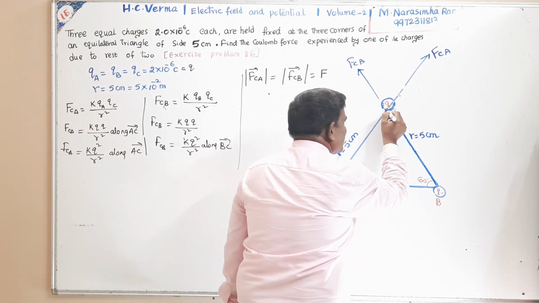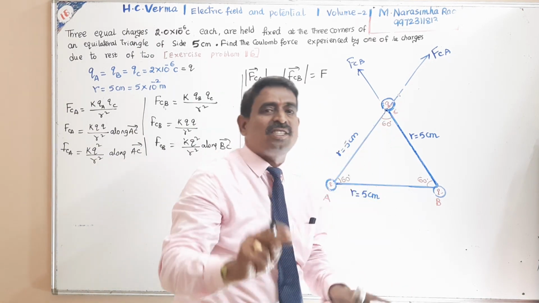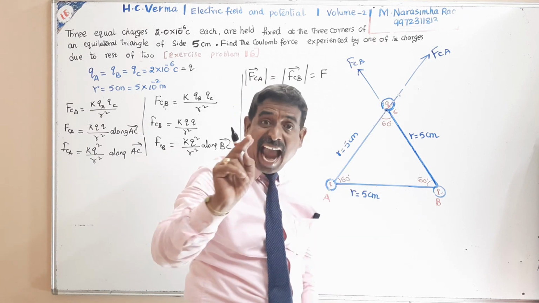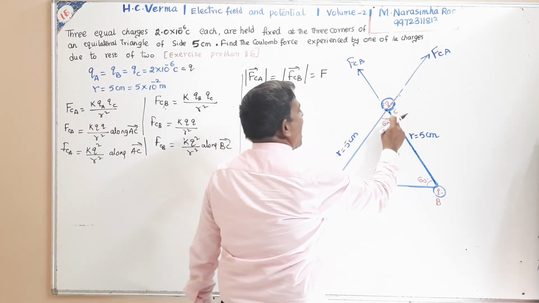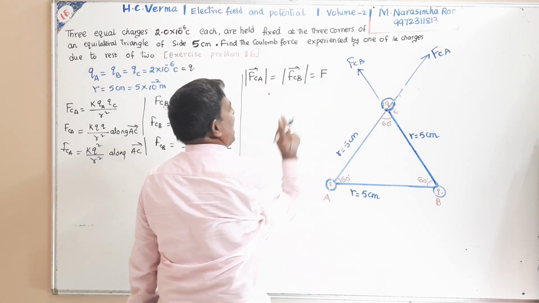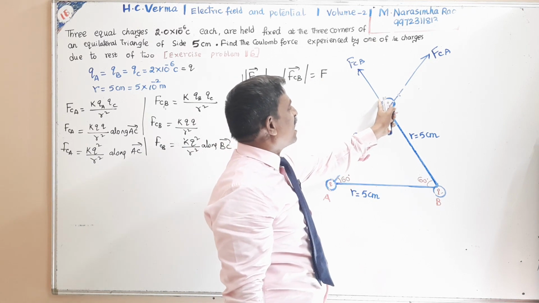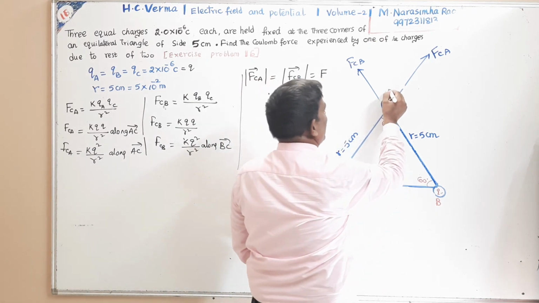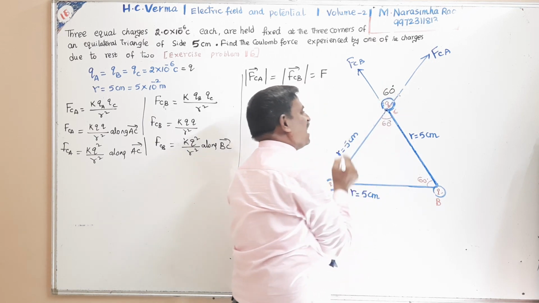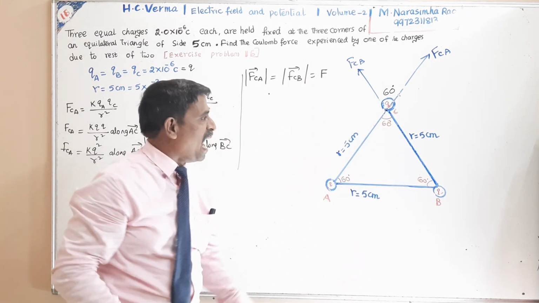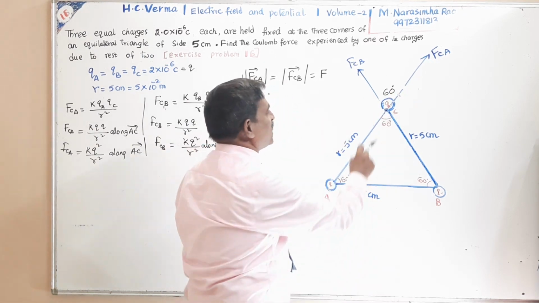At the point C, charge Q is present. On this charge, two forces are acting. One force is along AC direction. Another one is along BC direction. Both the forces are equal in magnitude. Angle between these two forces is 60 degrees. This angle is 60, this angle also 60 degrees. Now at this place, two forces are acting. I am finding the resultant force at the point C.